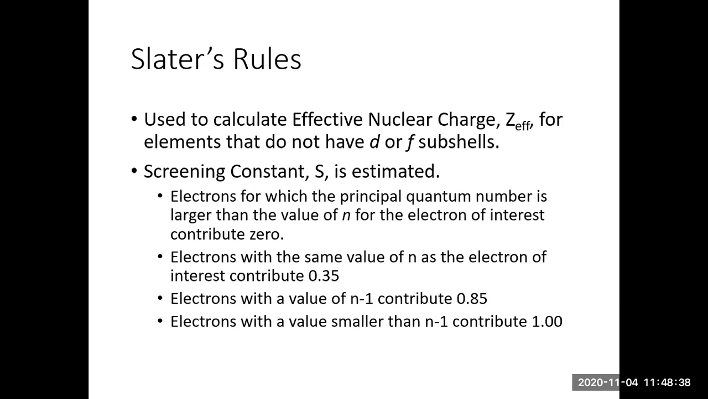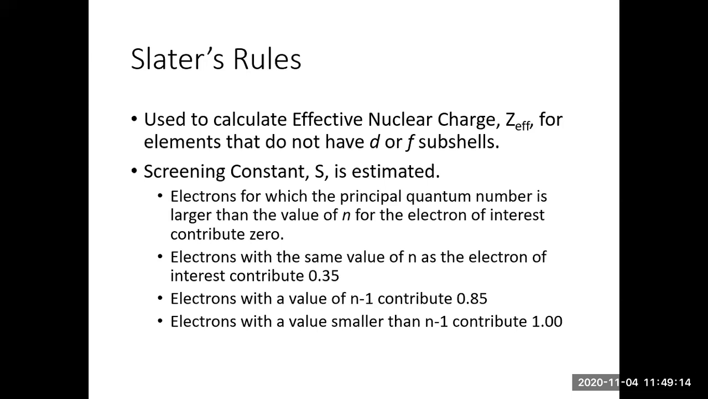So Slater's rules can be used to calculate the effective nuclear charge for elements that do not have D or F subshells. So remember that if you have a D or F subshell involved, Slater's rules don't apply. It's only good for elements that don't have a D or F subshell. So it is somewhat limited, but it is another way to estimate what that screening constant value, S, is. And it's a little bit more sophisticated than strictly just looking at those core shell electrons.